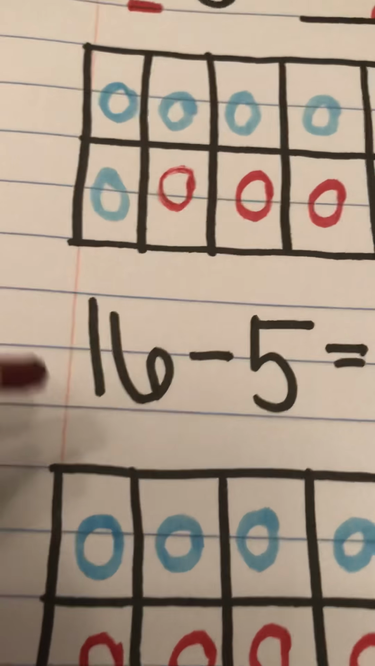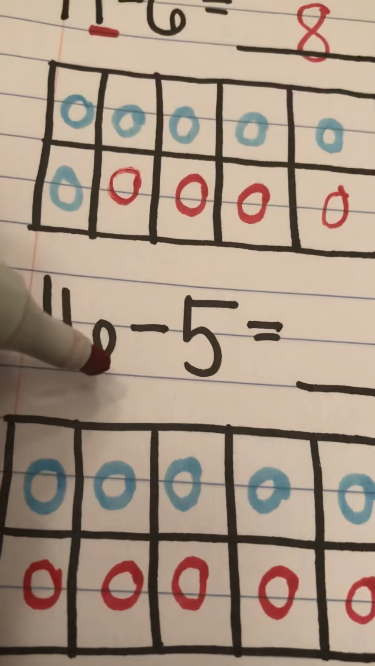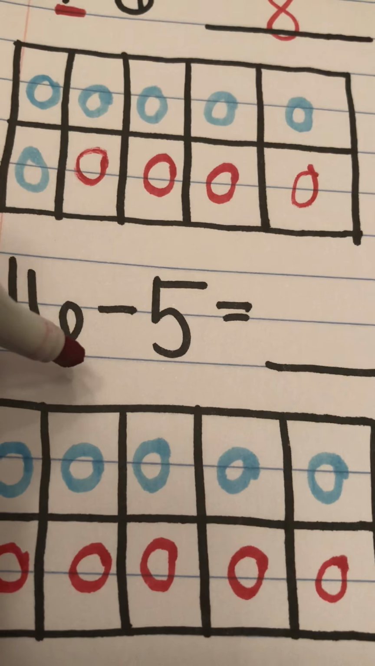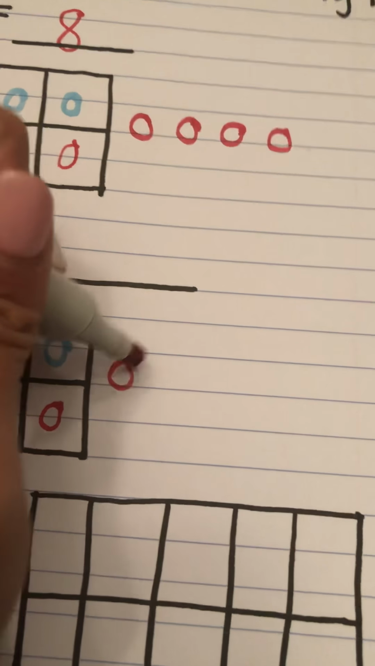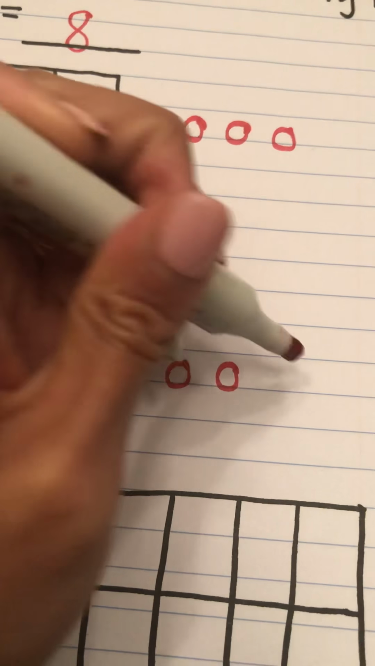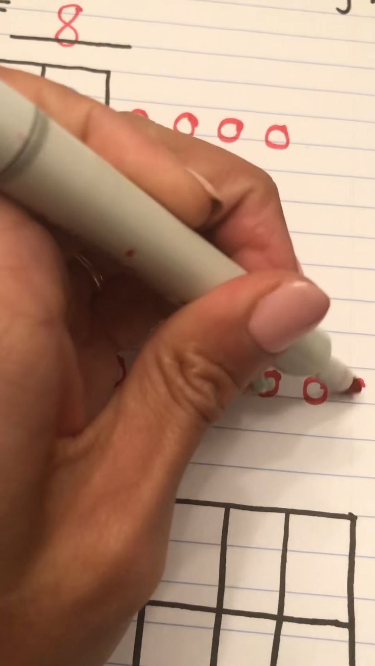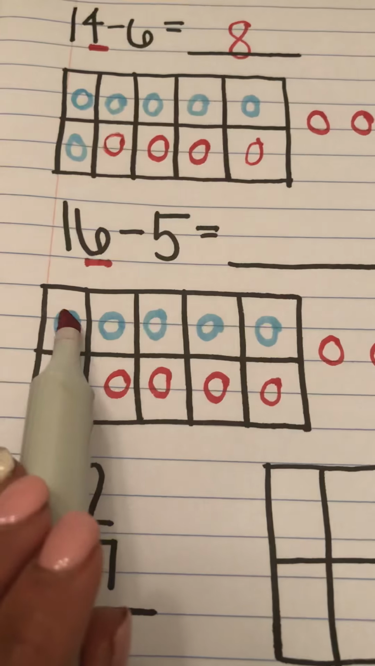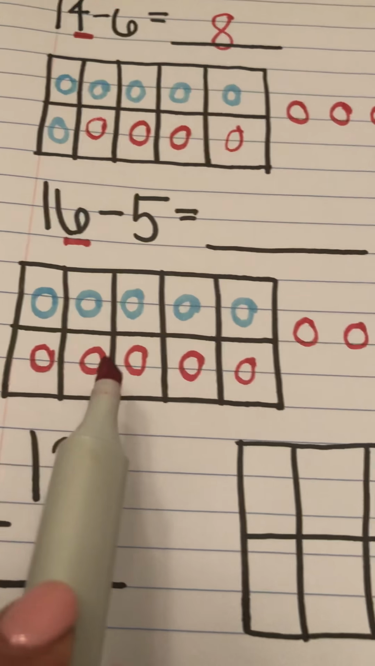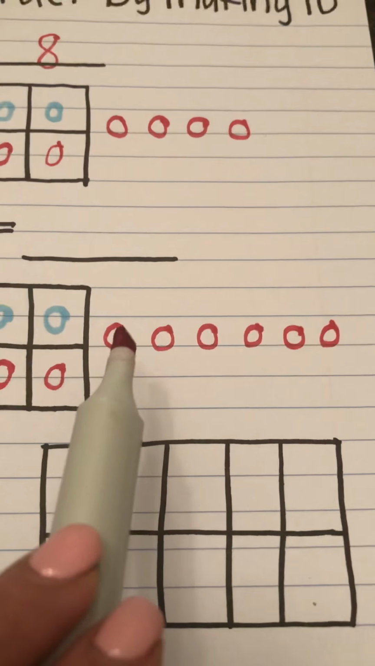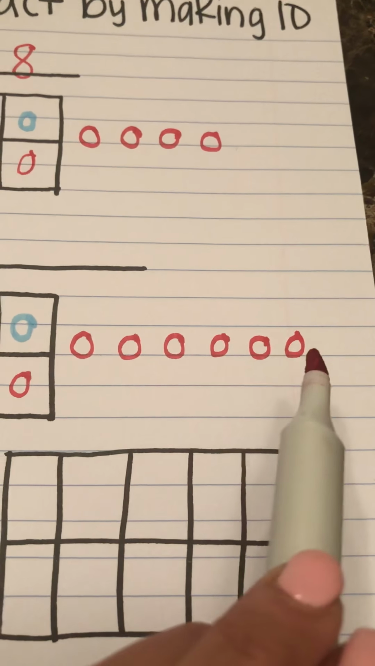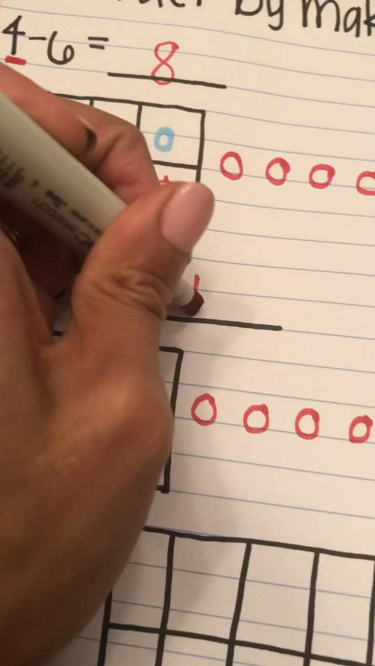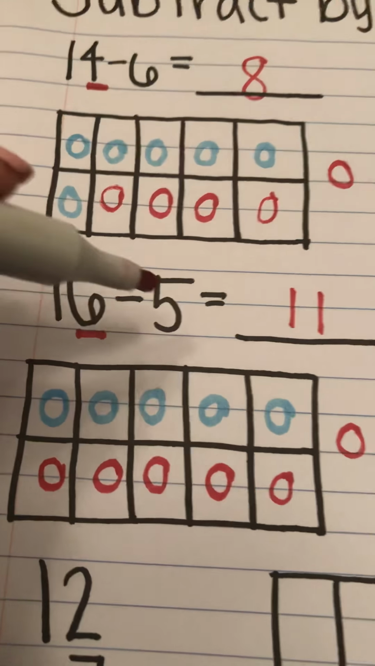Then we go up to this number right here, 16, and we look in the ones place to see how many we're going to draw outside of the 10 frame. 6. 1, 2, 3, 4, 5, 6. And then we're going to count all of the red dots that we drew after this first set of 5. 1, 2, 3, 4, 5, 6, 7, 8, 9, 10, 11. 16 minus 5 equals 11, okay?